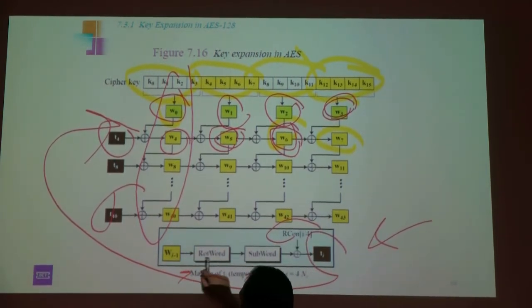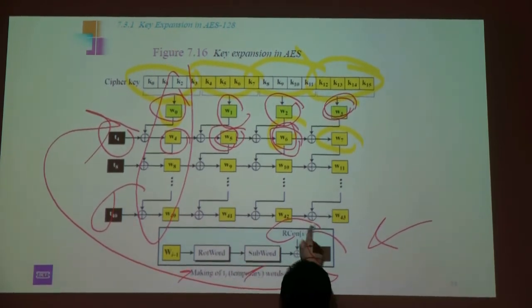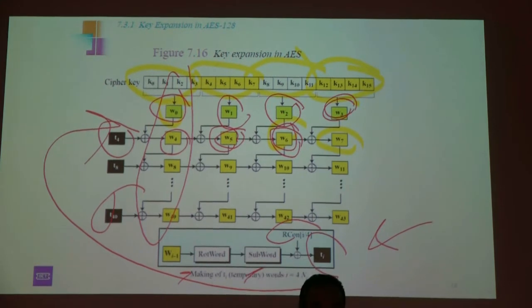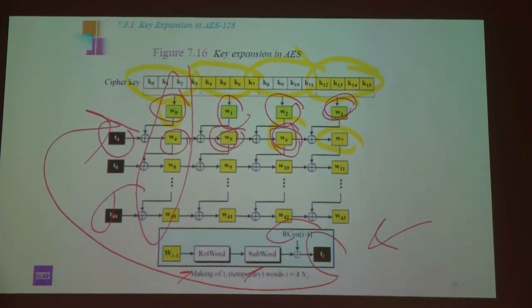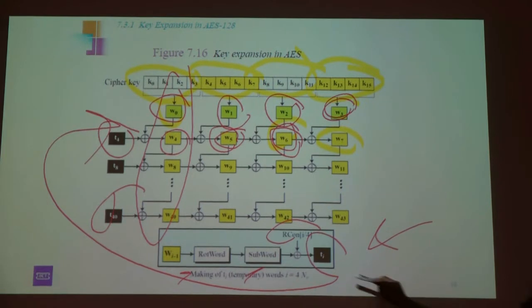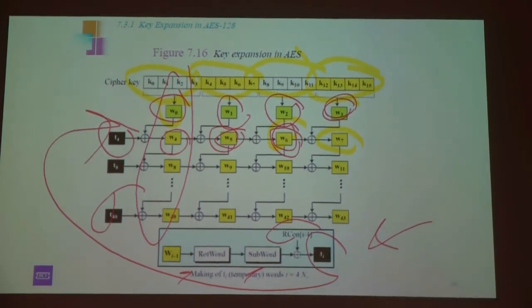You take W3, what are you going to do? Rotate the word, then substitute the word, and then XOR it with some value in here. You're going to take the same value. Okay? So what is missing now from the whole picture? I think only this, right? That's the only thing that is missing, we have to find it out.